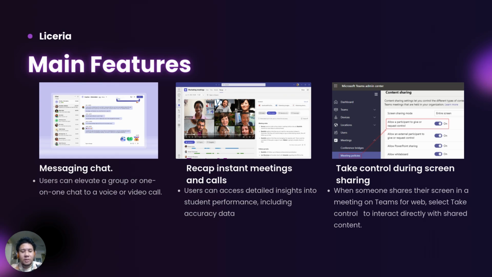One of the main features of Microsoft Teams is messaging chat. Users can elevate a group or one-to-one chat to a voice or video call like WhatsApp. One of the best things about this is that it has a recap of instant messaging, meetings, and calls. So whenever we have a group video call and we forgot to record the screen, it has a feature of recording our meeting and letting us recap everything that we've seen.